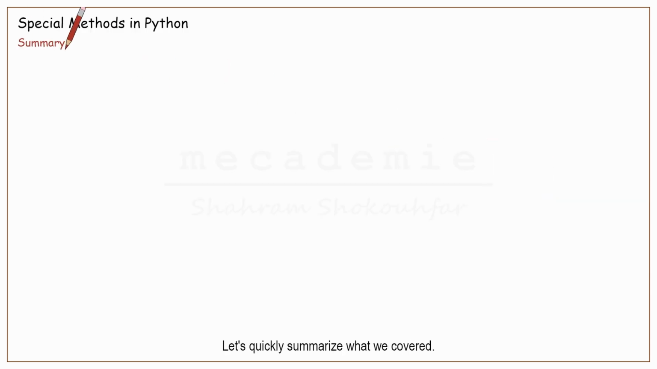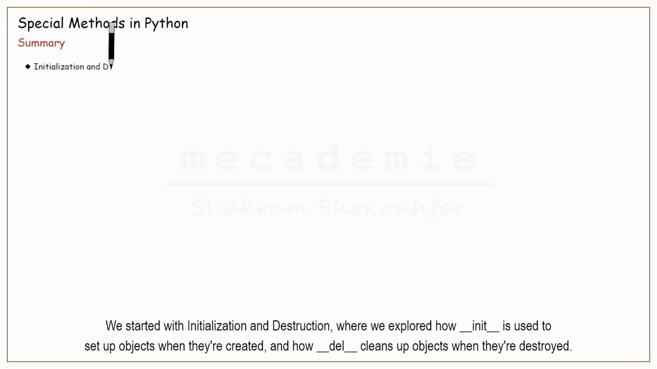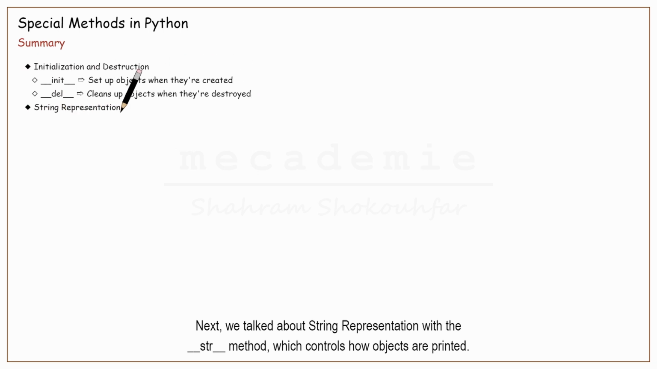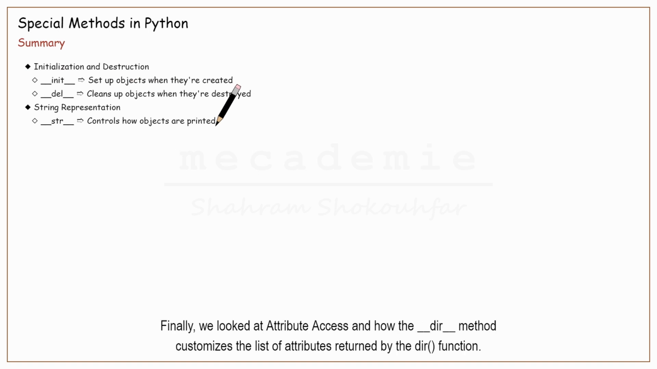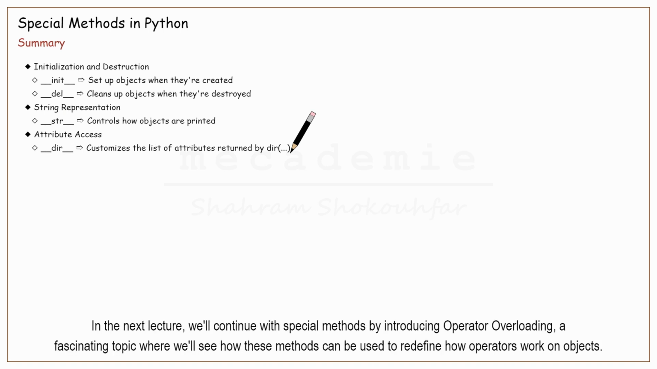Let's quickly summarize what we covered. We started with initialization and destruction, where we explored how init is used to set up objects when they're created, and how del cleans up objects when they're destroyed. Next, we talked about string representation with the str method, which controls how objects are printed. Finally, we looked at attribute access and how the dir method customizes the list of attributes returned by the dir function. In the next lecture, we'll continue with special methods by introducing operator overloading, a fascinating topic where we'll see how these methods can be used to redefine how operators work on objects.